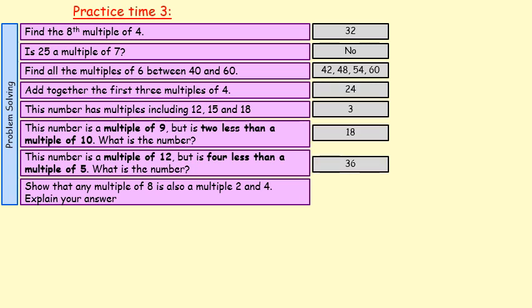So for the final question, show that any multiple of 8 is also a multiple of 2 and 4. All you need to do is show your times table, so your 2 times table, your 4 times table and your 8 times table, and just show that every so often those 3 times tables intersect. So you could show with 2 or 3 examples.